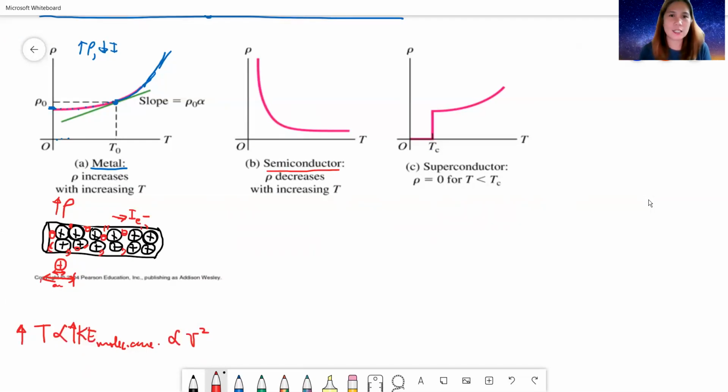So that's the opposite trend that you have here. In other words, at, let's say, room temperature, your semiconductor can have a very high resistivity. So it's still a poor conductor. Poor conductor pa siya. Or in other words, it's not yet a conductor.